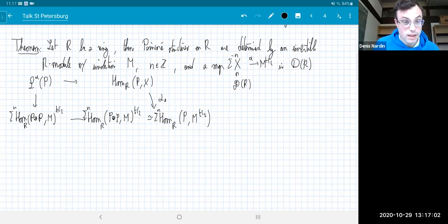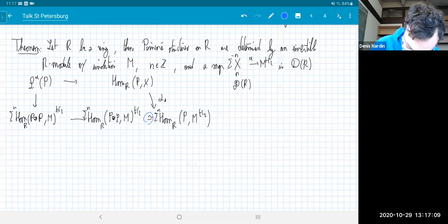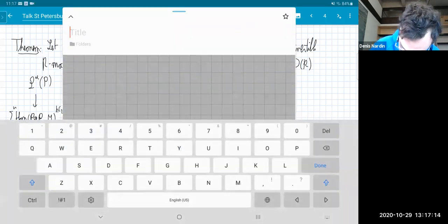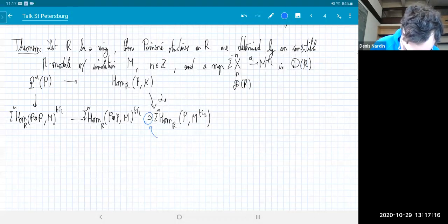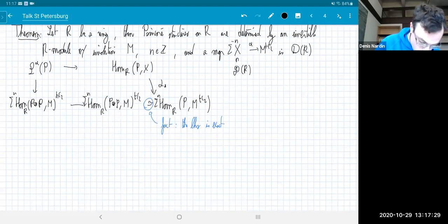Okay. So what should I explain? There is actually a non-trivial result. I mean, not hard, but that's a fact. The left-hand side is exact, and so it has to be of this form. So let me give you examples.